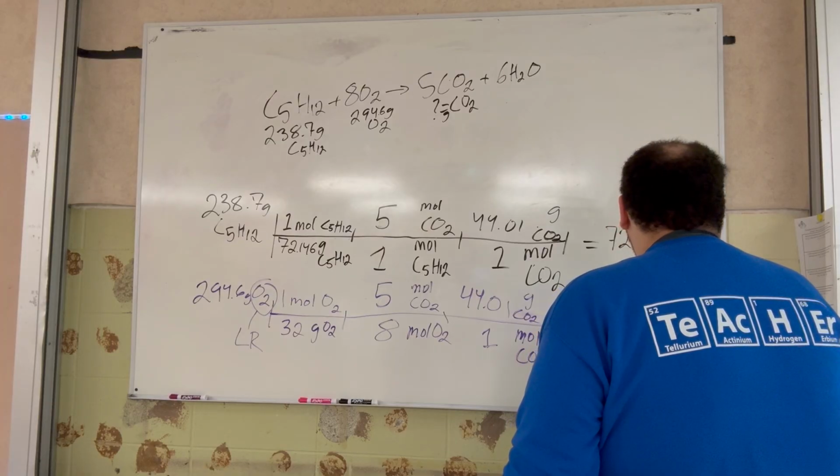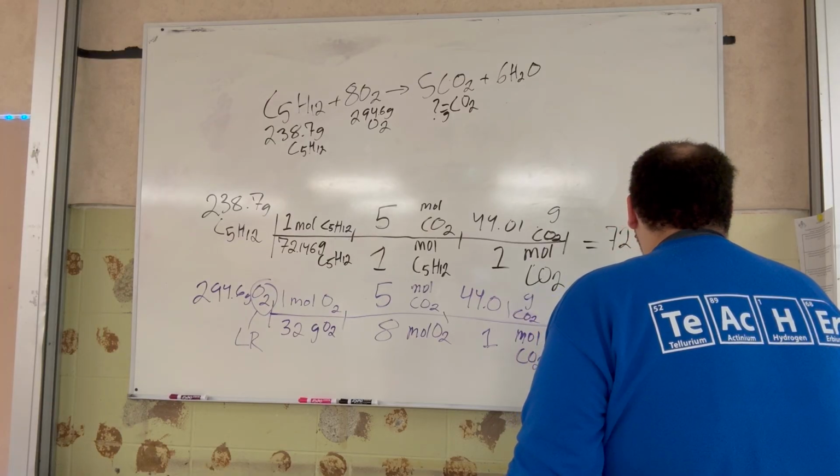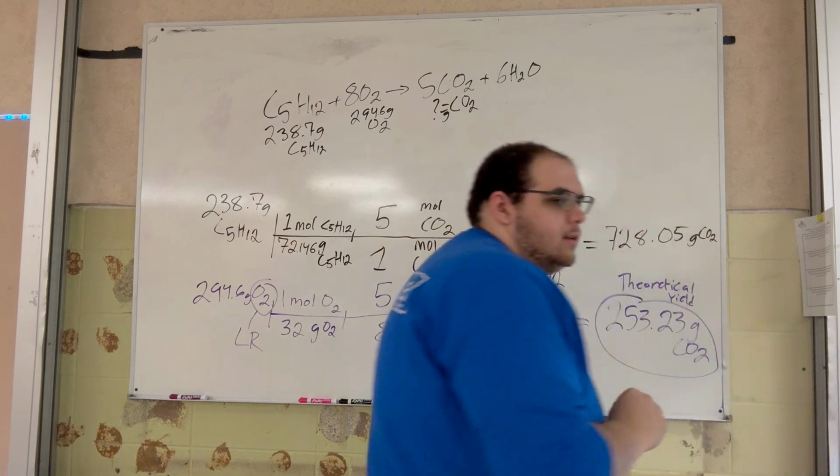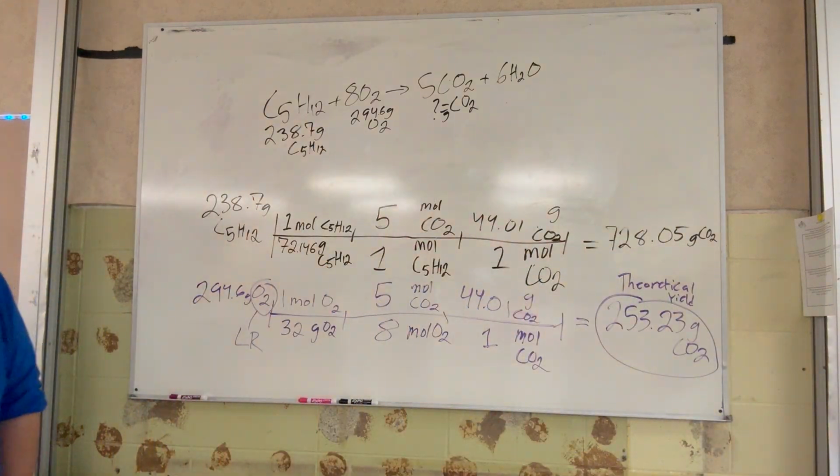Wait, what was the first thing you said before you said what's the theoretical yield? What was the limiting reactant? What's the excess reactant? It's C5H12. Good.